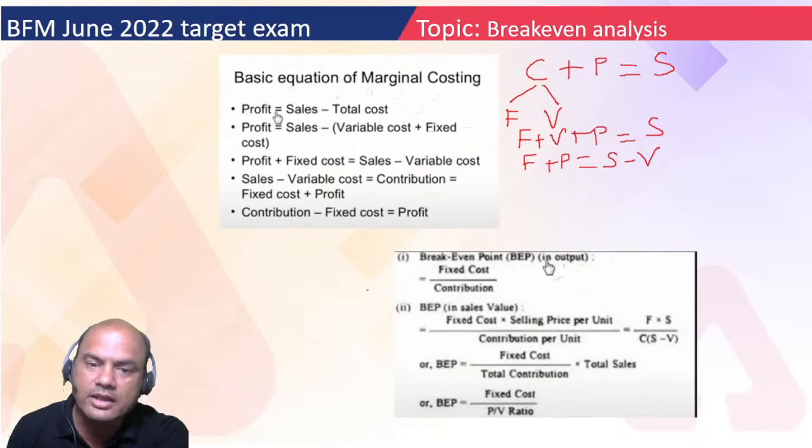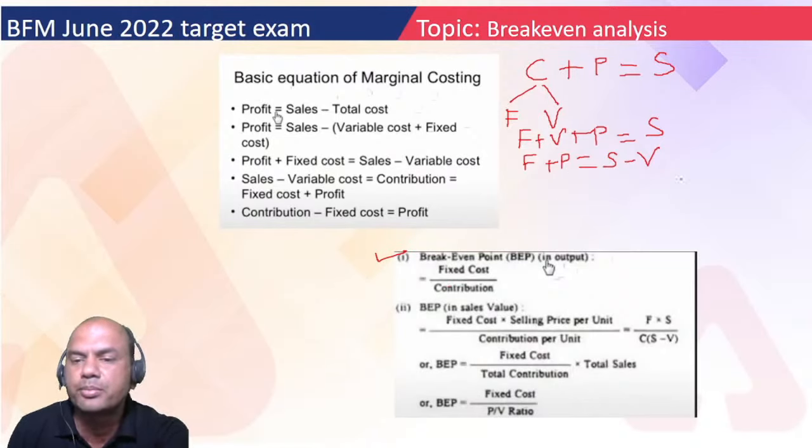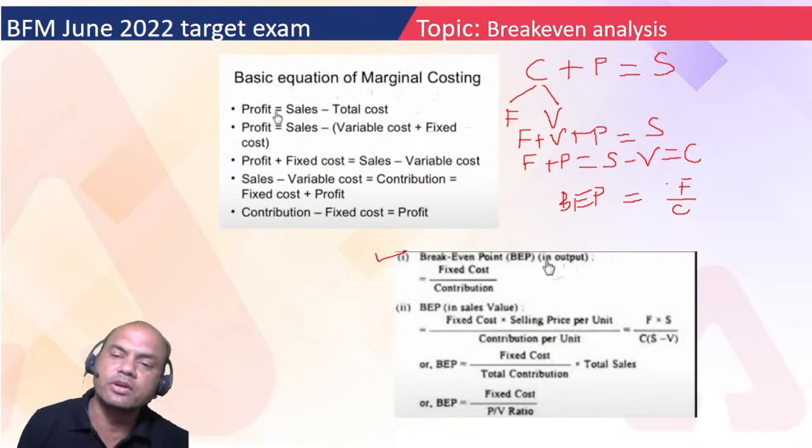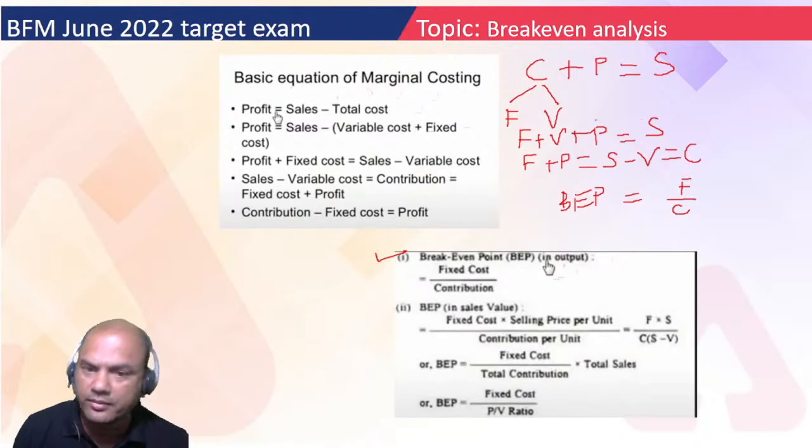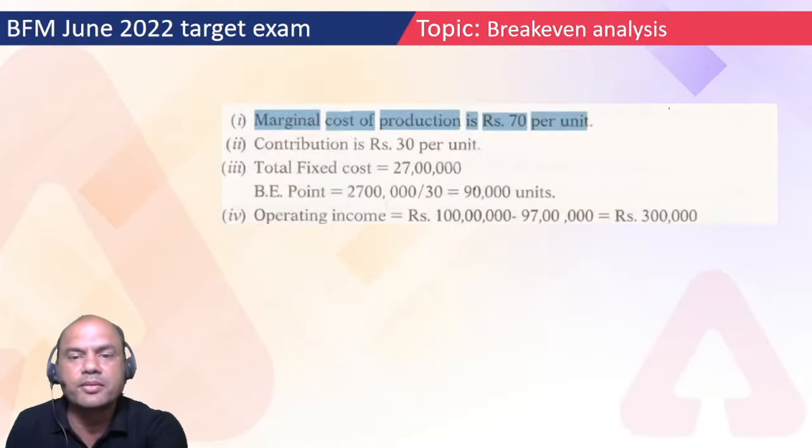Now another important formula. Break-even point equals fixed cost upon contribution. So BEP equals F upon C, contribution, okay? Remember, BEP is always concerned with fixed cost only. It's not concerned with variable cost, okay? So now let's solve the problem.